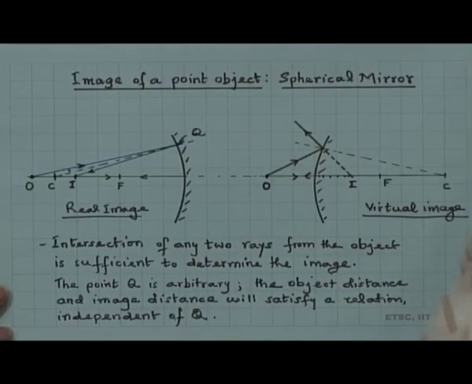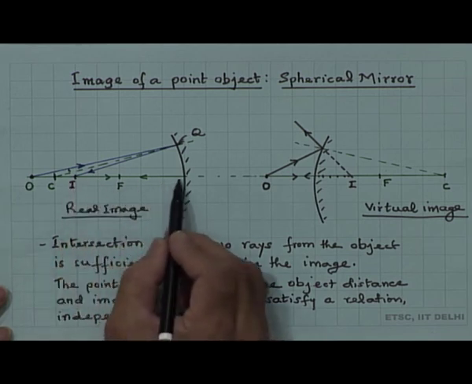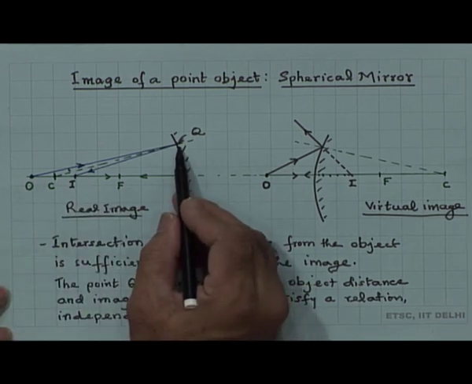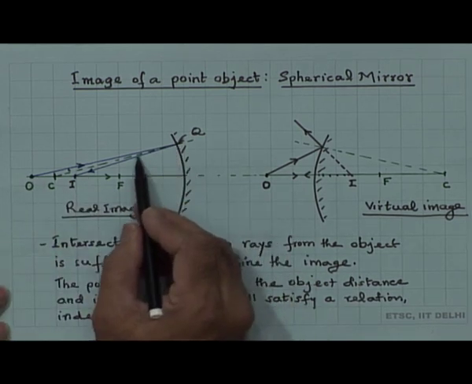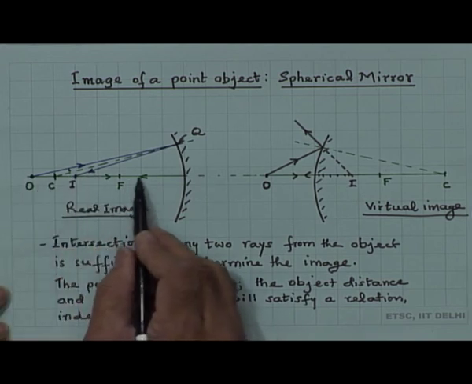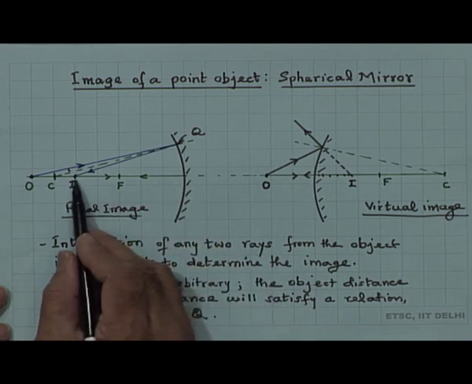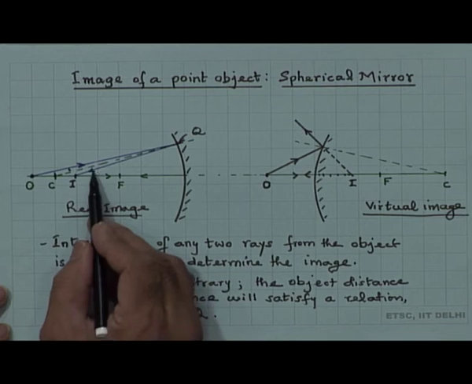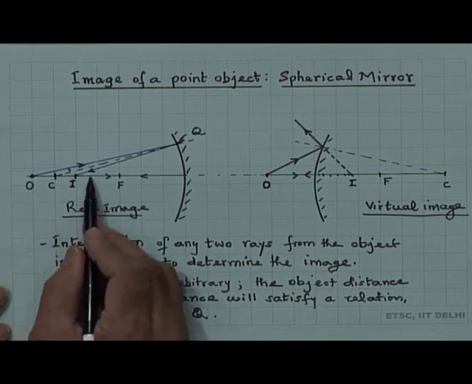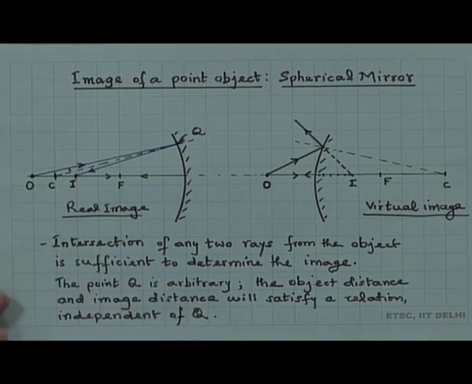So, in this case, the image point is the point of intersection of two real rays, that is the ray actually travels here and gets reflected. This ray, the ray along the principal axis, propagates here and gets reflected and comes back along this line, and at the point I this ray would go further. At the point I, the two reflected rays would intersect, which is the image point.